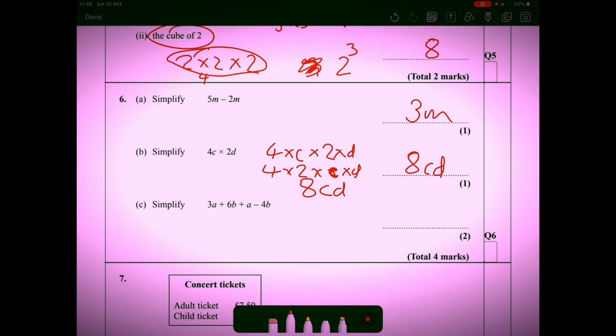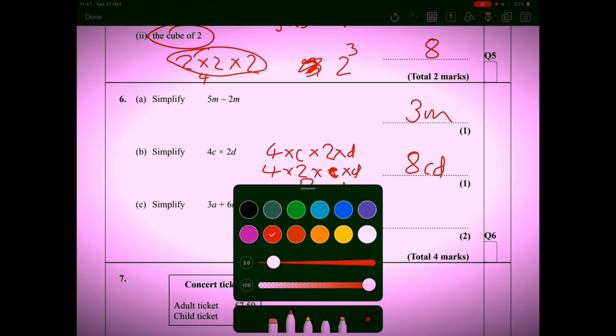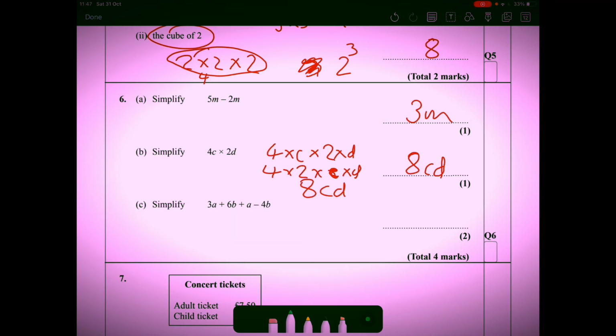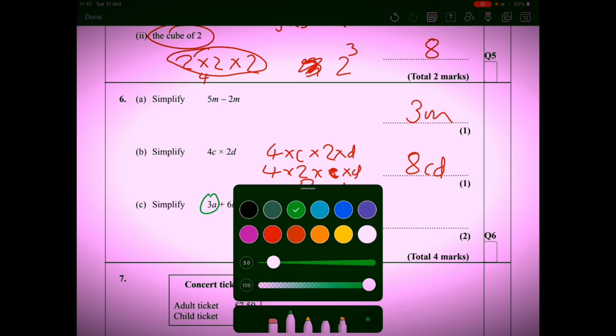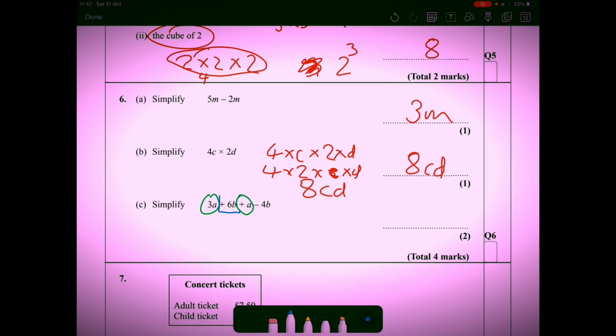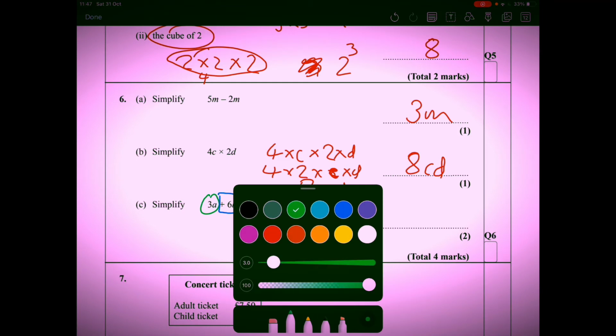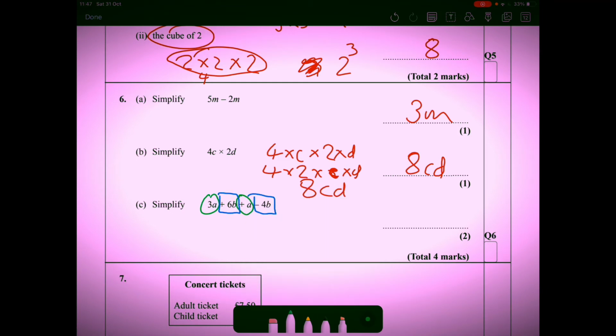Okay, next up. Simplify 3a plus 6b plus a, subtract 4b. I'm going to colour code and put shapes around my like terms, which are my a's. I'm going to use a different colour and different shape for my other terms that I'm collecting together.